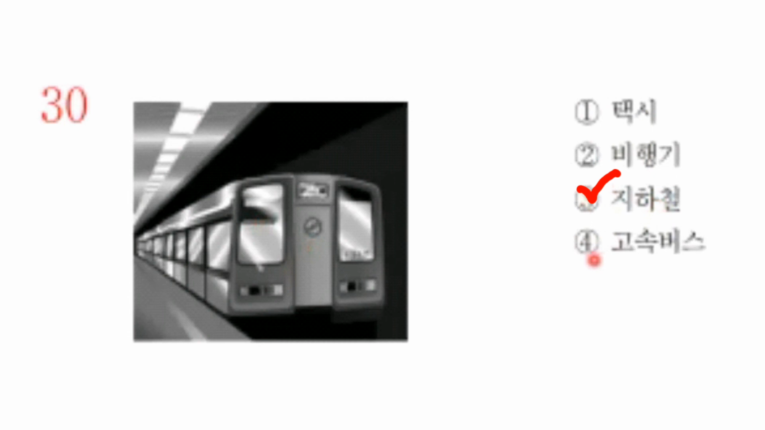Okay, and number 4 is 고속버스. Okay, so 고속 means express. Bus means bus. So 고속버스, express bus, not bus guys. So I'm sorry. So the answer is 지하철, subway. Okay, very good. So hanggang dito lang guys, and let's continue our lesson for number 31 sa next video na.